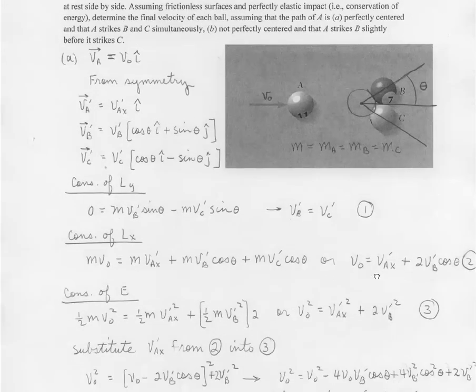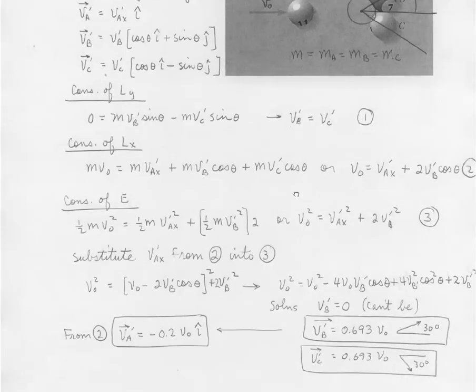Let's look at the momentum in the X direction. We start off with an m V naught coming in. We have an m VAX prime in the i, m VB prime cosine theta, and m VC prime cosine theta in the i as well. So out of that, you get the m's canceling out, and you get V naught is equal to VAX prime plus, and since VB prime and VC prime are equal, this reduces down to 2 VB prime cosine theta. I'm going to call that equation 2.